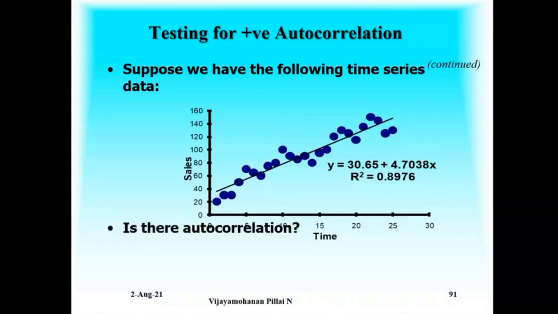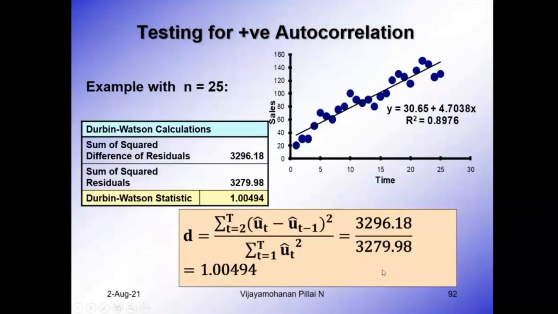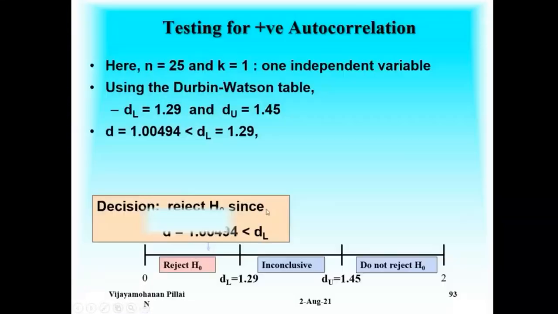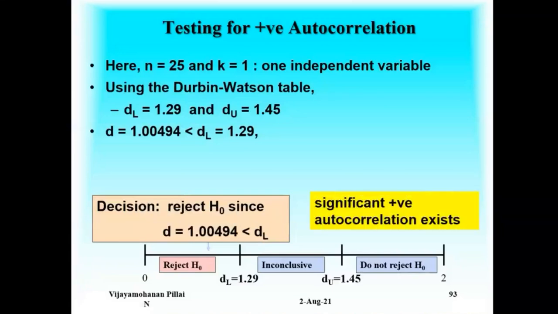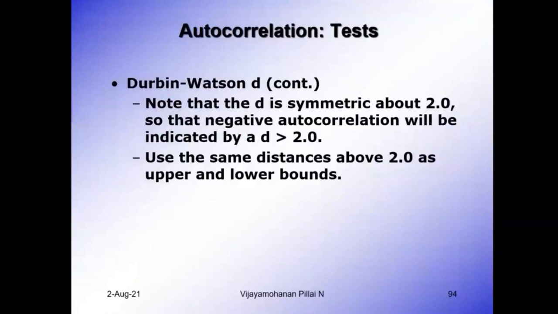Now suppose in this particular case, the D statistic is estimated as 1, and 1 is much less than 2. Therefore, we can conclude that there is positive autocorrelation. Now, I told you one problem of the Durbin-Watson statistic, that it deals only with the first order autocorrelation.